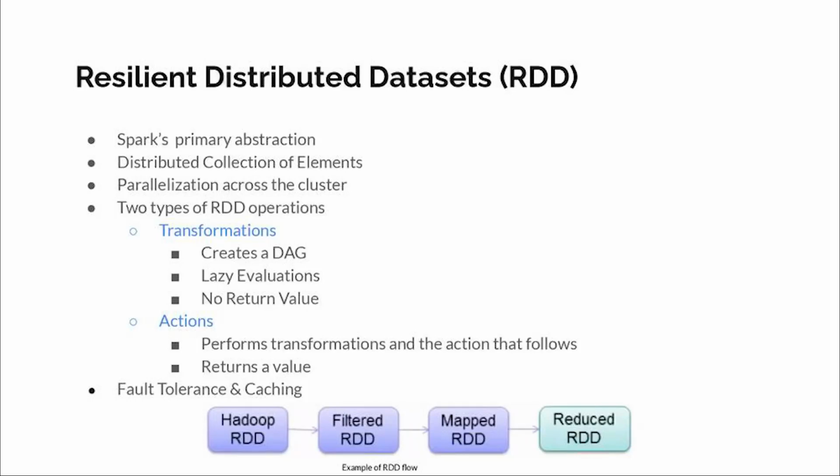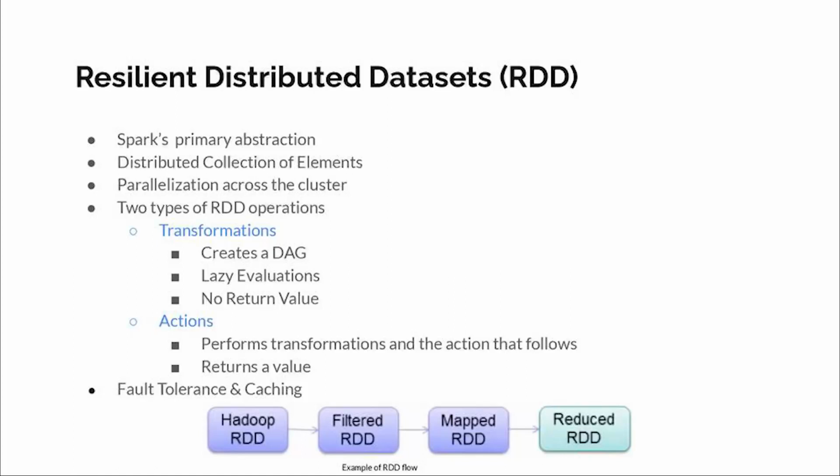RDD is a fundamental data type of Apache Spark. It is a distributed collection of elements. It enforces parallelization across clusters, and it is Spark's primary abstraction.